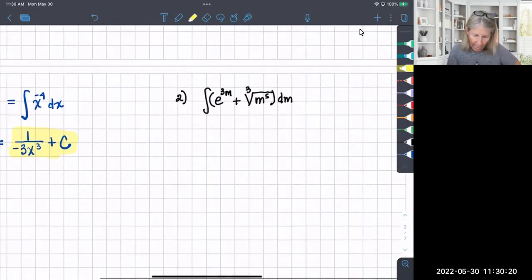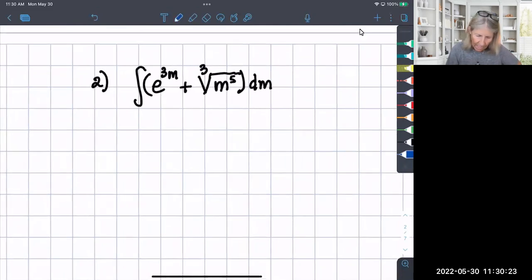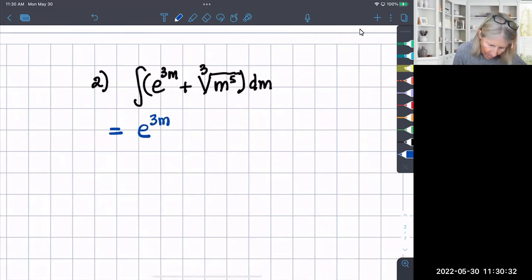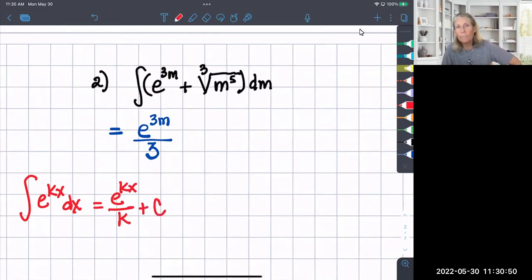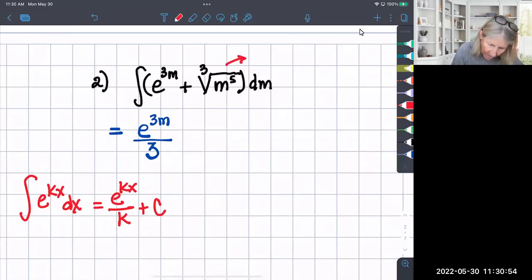So again, we're looking for antiderivatives. So I'm going to apply my rules. To get the antiderivative of e to a power, it's always going to be e to that power, but divided by that. So the rule I'm using is, if you have e to the kx, the antiderivative is e to the kx divided by the k. Okay, so I'm using that rule. So it's e to the 3m divided by the 3. Oh, and I need to rewrite this guy here before I can do my antiderivative.